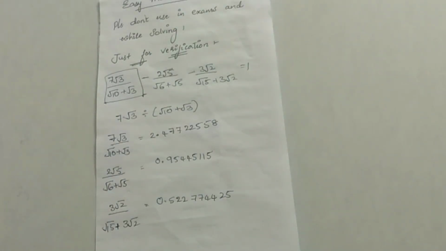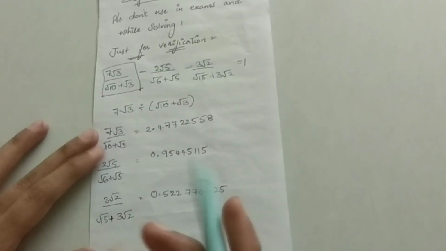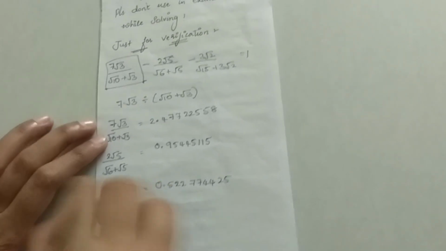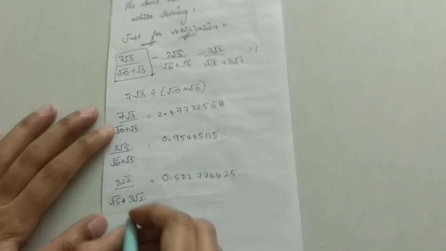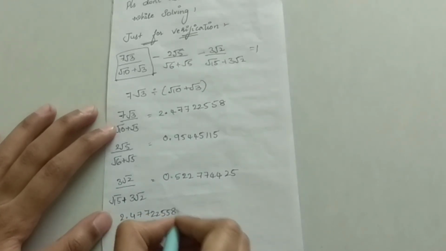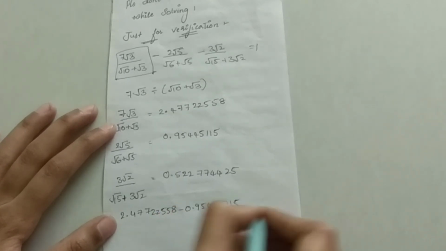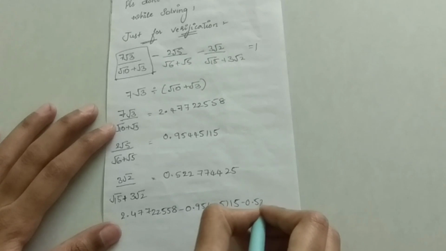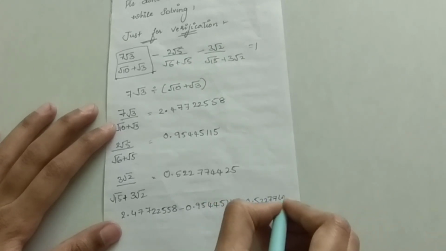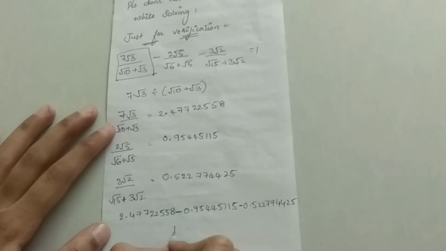So these values you found out. Now here don't keep minus for these two. Next, I went to the calculator again. Just do 2.47722558 minus 0.9544515 minus 0.522774425. You are going to do this on the calculator again, and you will get 1, surprisingly.